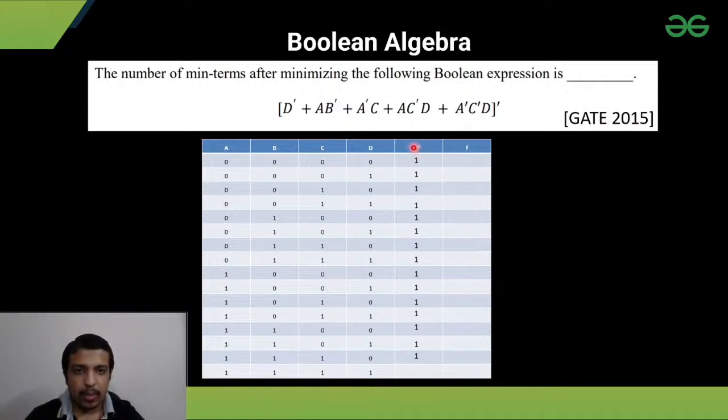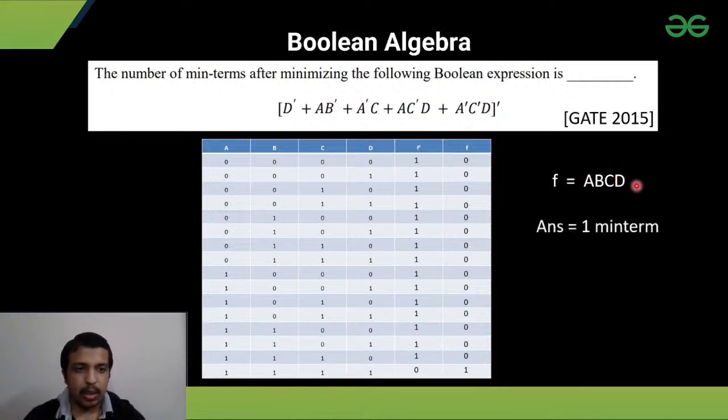Now let us take the complement of this f complement to get back the original f. In this f, we need to write the minterm form, that is the sum of product form. If we want to write f in sum of product form, we'll write the minterm corresponding to this one, that is a, b, c, d. So f is equal to a, b, c, d. So we have only one minterm, right? So the answer to this question is one minterm.